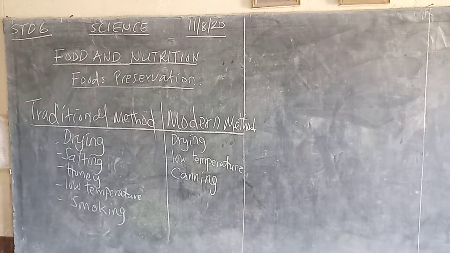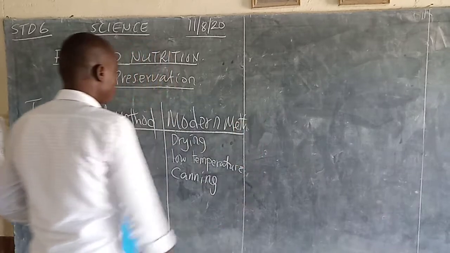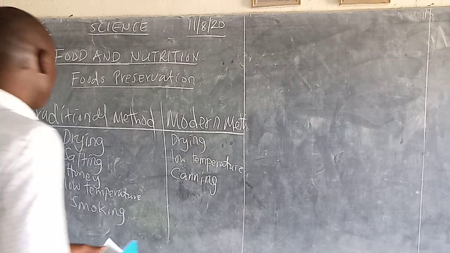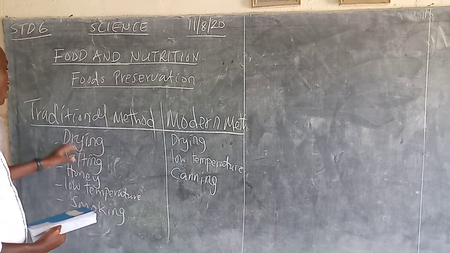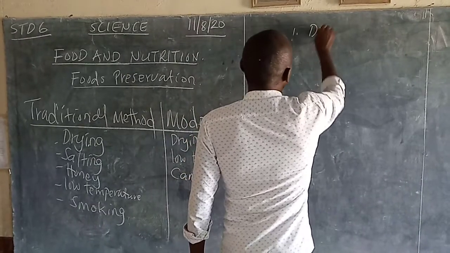So now, having looked at the modern and traditional methods, at this juncture, allow me to take you through each method. We want to discuss each method, look into how to preserve food, and give you examples of food that is preserved by each method. To start with, number one, that is drying.